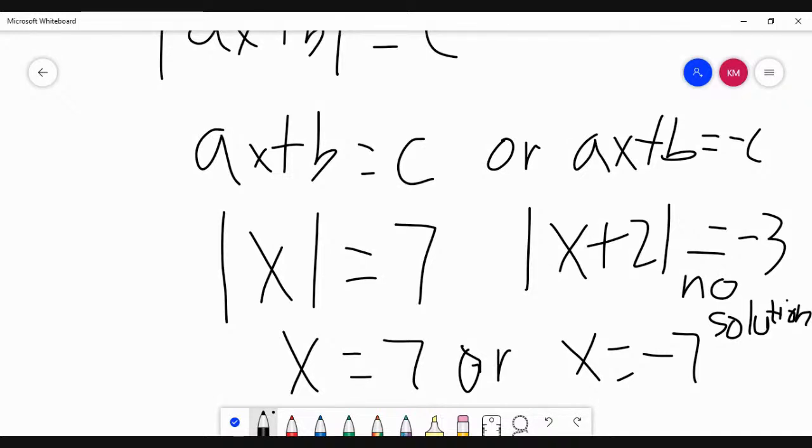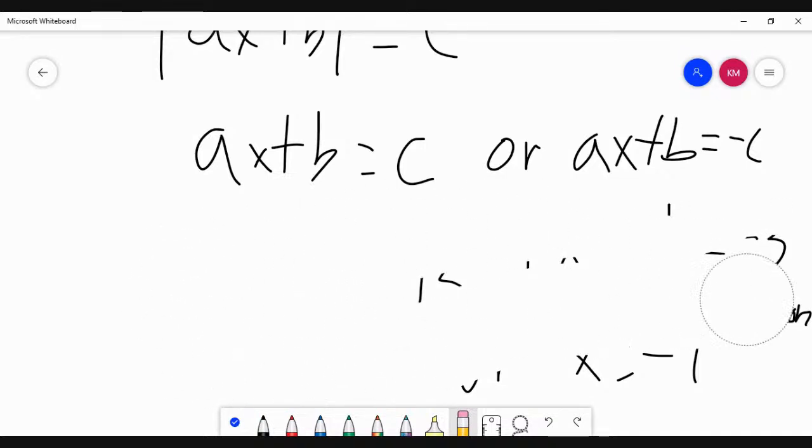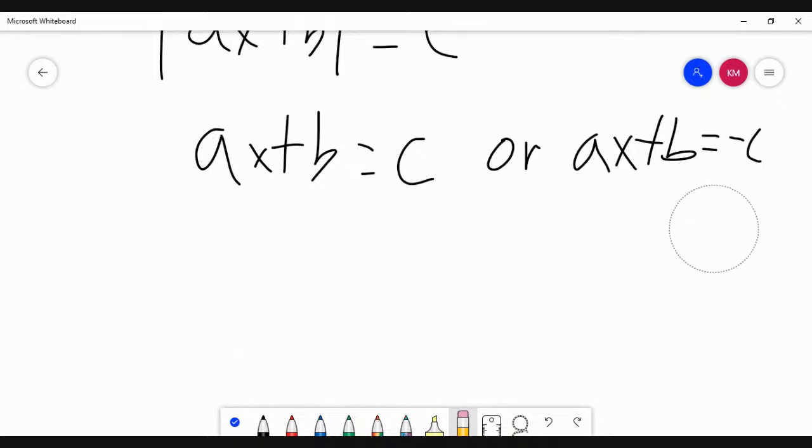Now, when you're solving the absolute value and it has a positive number, either x can be positive or x can be negative. But that's on the inside, not the outside.